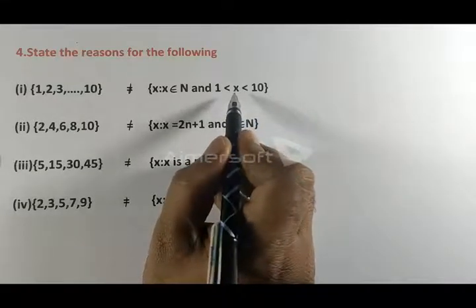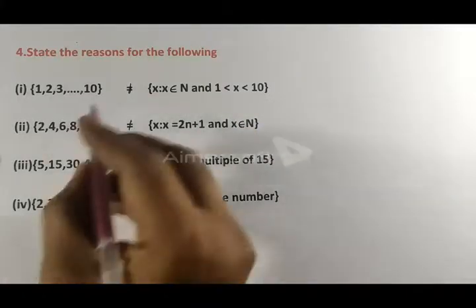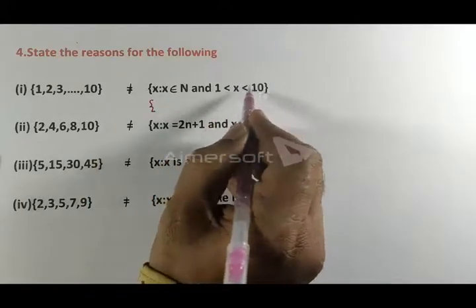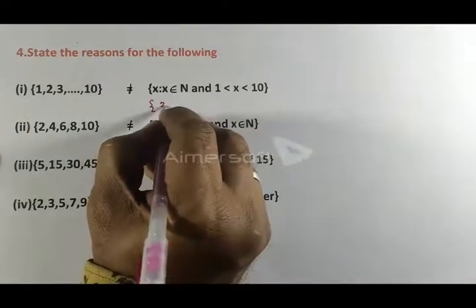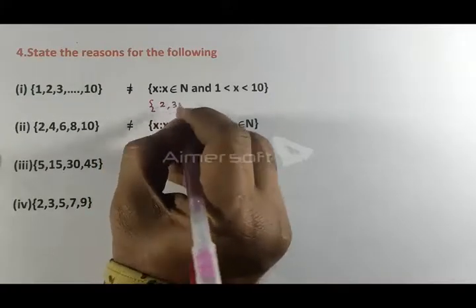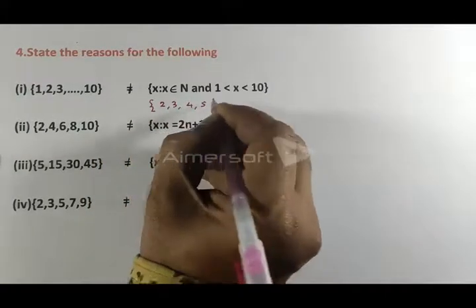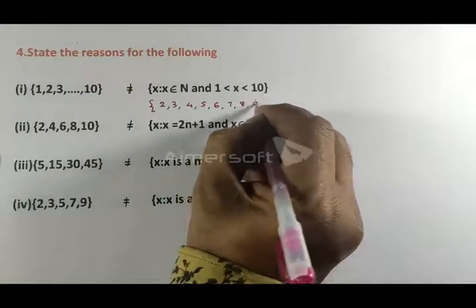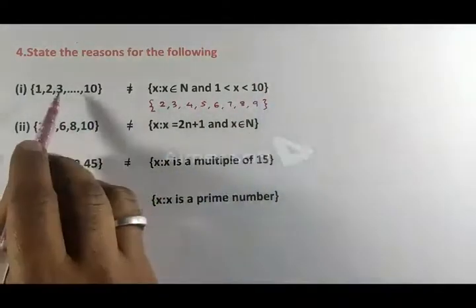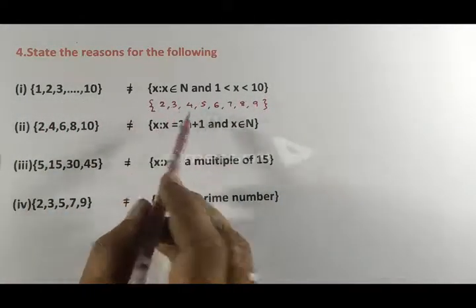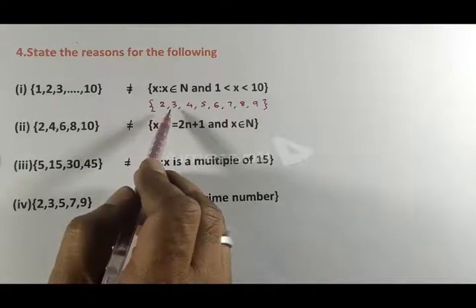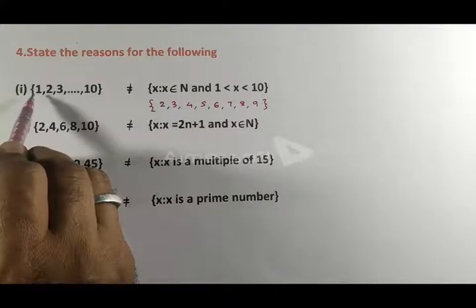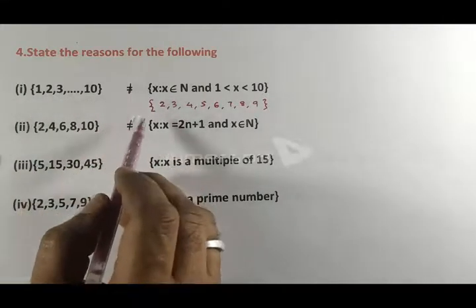First of all, I will write the roster form of this set. X is greater than 1 and less than 10, so I will start from 2, 3, 4, 5, 6, 7, 8, 9. Compare the two sets. The second set does not contain the element 10 and the element 1. That's why the two sets are not equal.